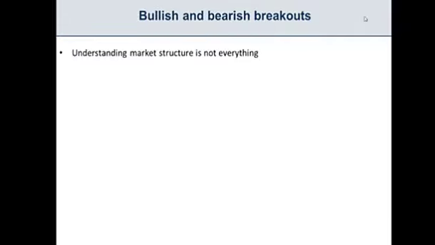Understanding market structure is not everything. Whenever market structure breaks, our bias has to change with it. This means that if we are in a bear market, we are going to try to sell rallies or sell into strength. And when we are in a bull market, we are going to try to buy dips or buy into weakness, okay? But when we break the structure, our bias must change. So if we are in a bearish market and we break the bearish structure, it means we are now in a bullish market and we are no longer trying to short the market but to go long.